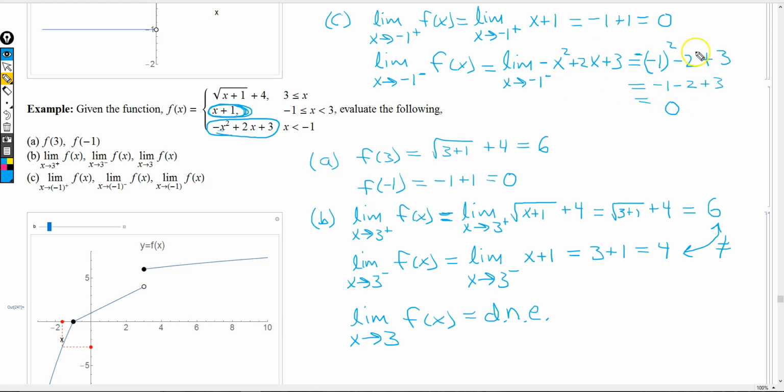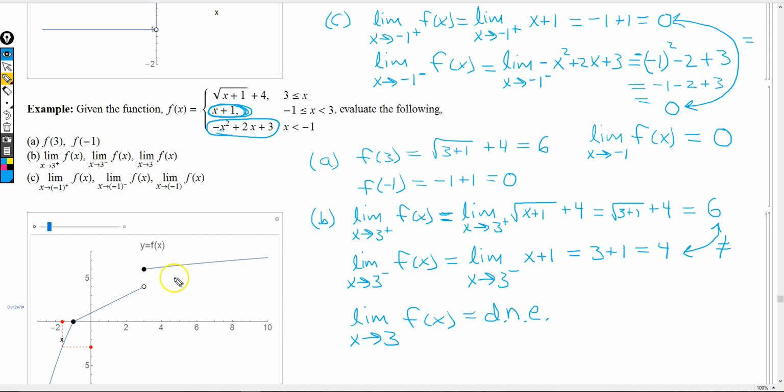Okay, so notice now that the right-hand limit and the left-hand limit down here both exist, and they're equal. And so the full limit as x approaches -1 of this function will exist, and it will equal 0. Alright, so there you go. We've answered all of our parts over here.